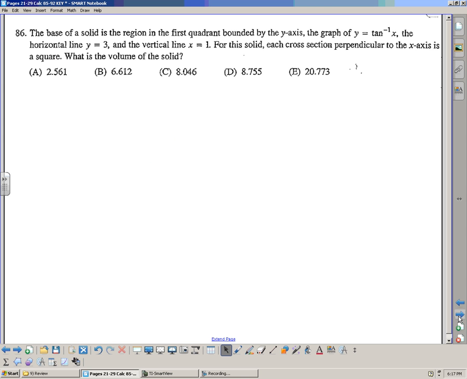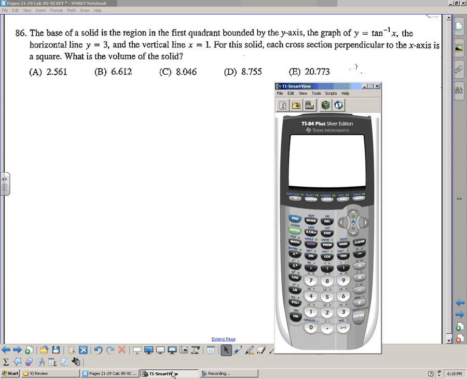All right, 86. The base of the solid is the region in the first quadrant bounded by the y-axis, the graph of y equals inverse tan x, the horizontal line at y equals 3, and the vertical line x equals 1. For this solid, each cross-section perpendicular to the x-axis is a square. What is the volume of the solid? This we need the calculator for.